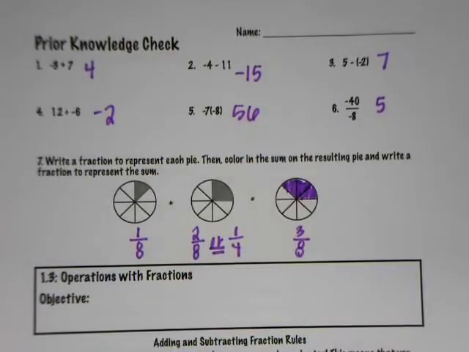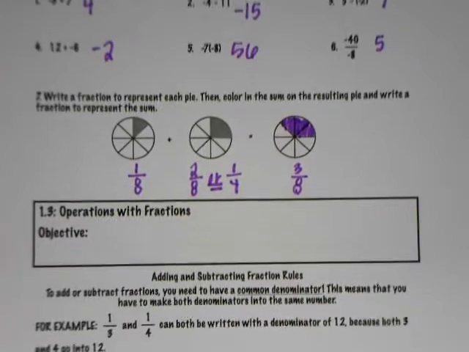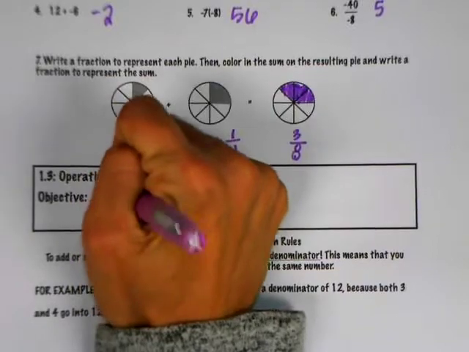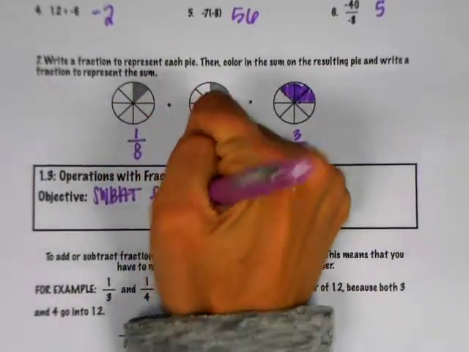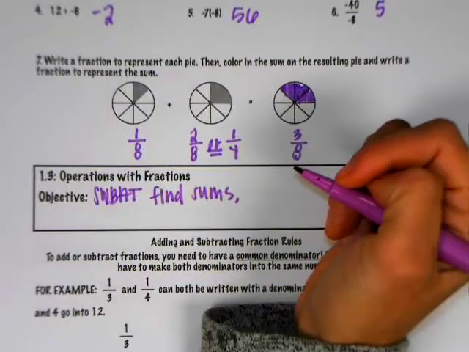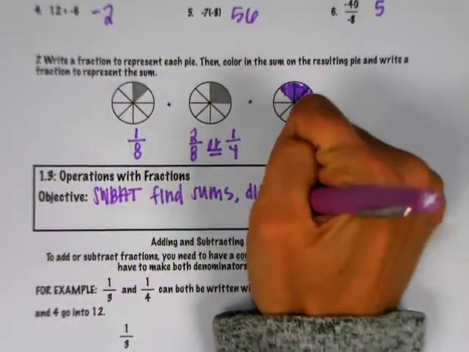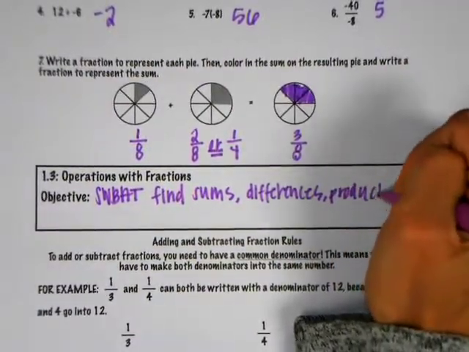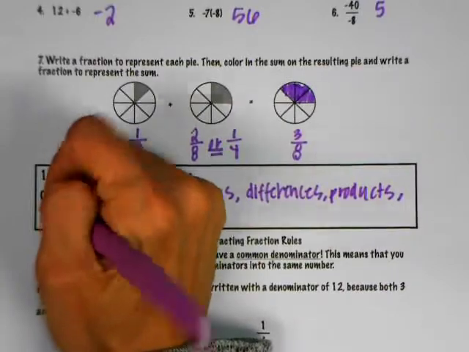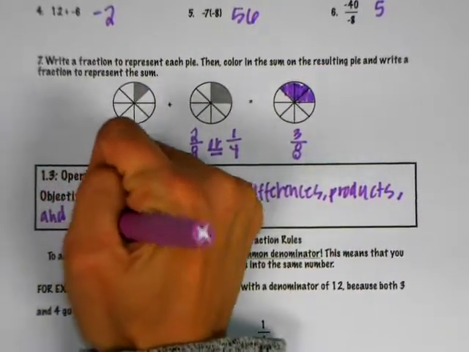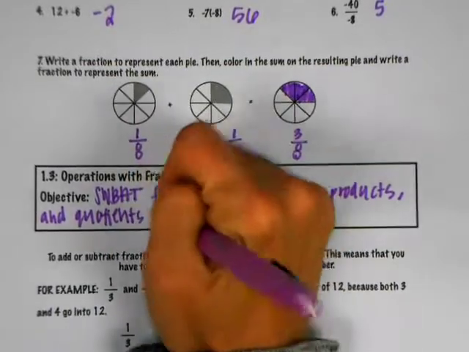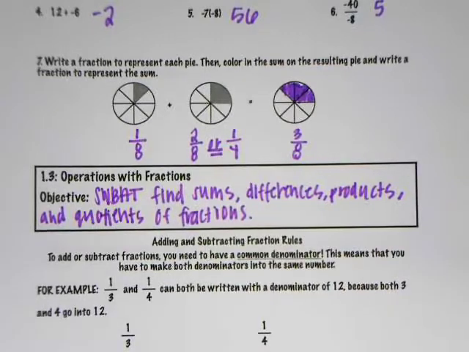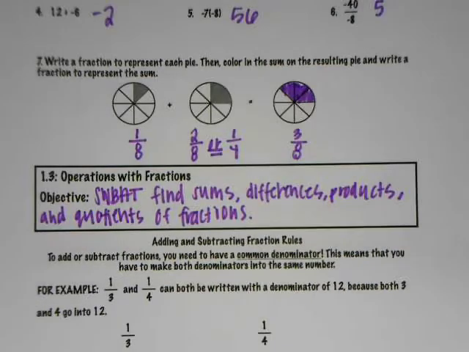All right, so your objective is going to be very, very similar to Friday's objective. So you're going to have students will be able to find sums. What sum again? Addition, good. Differences. Which one's that? Subtraction, good. About products. And then quotients. Perfect. So basically, we are adding, subtracting, multiplying, and dividing fractions. Just kind of reviewing the rules for that.